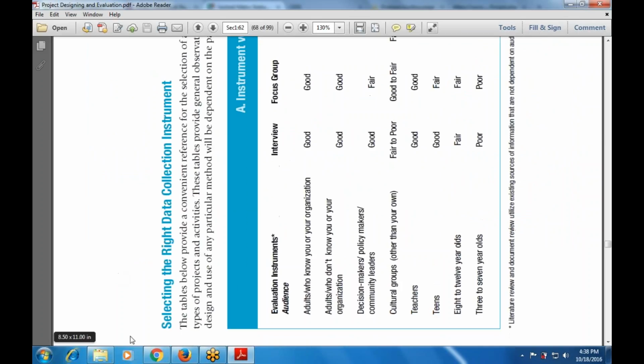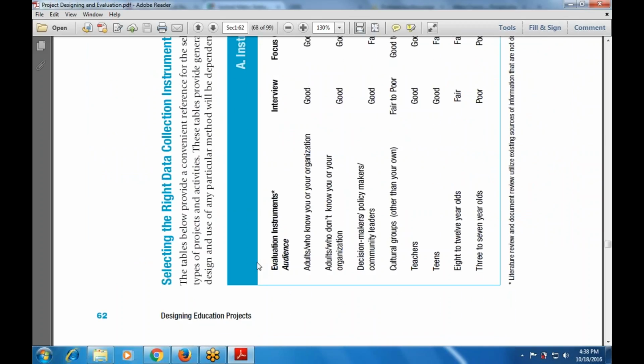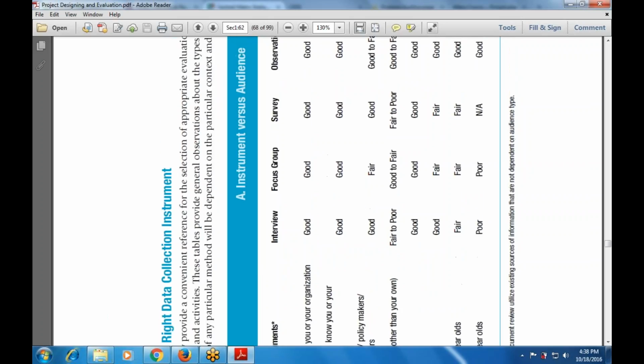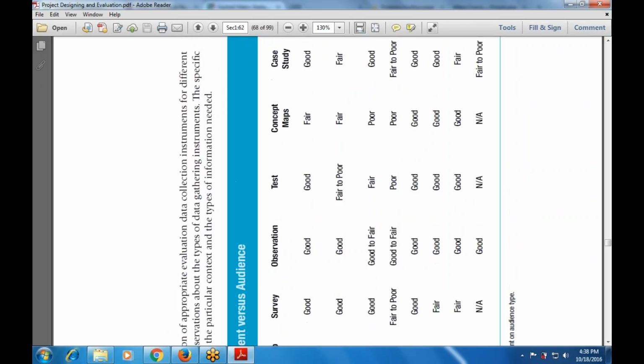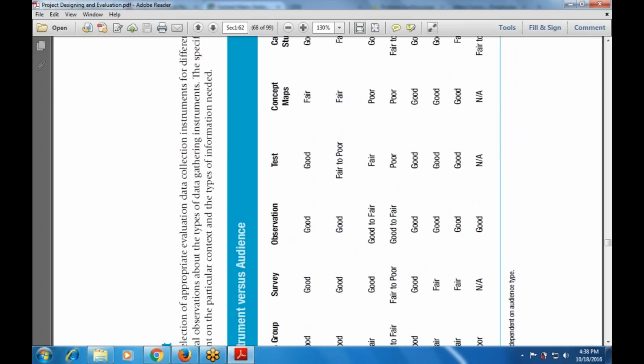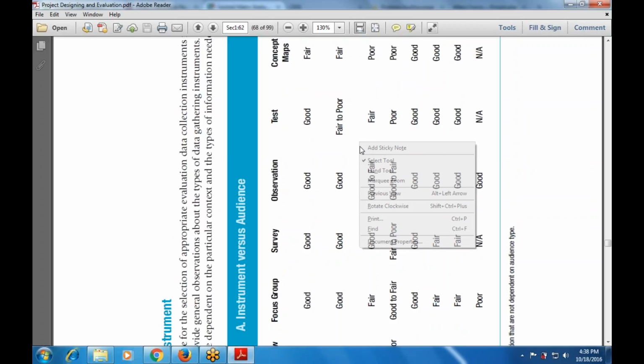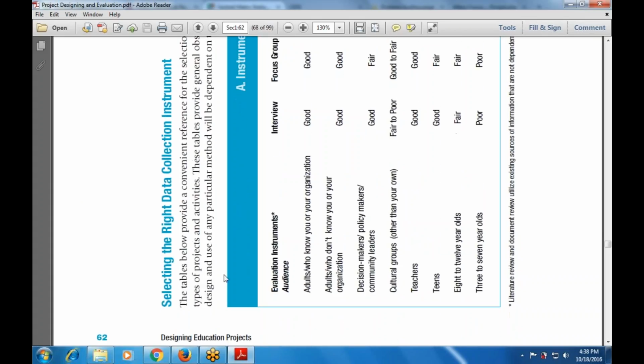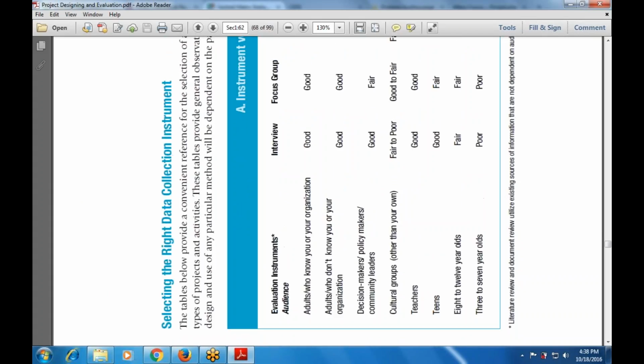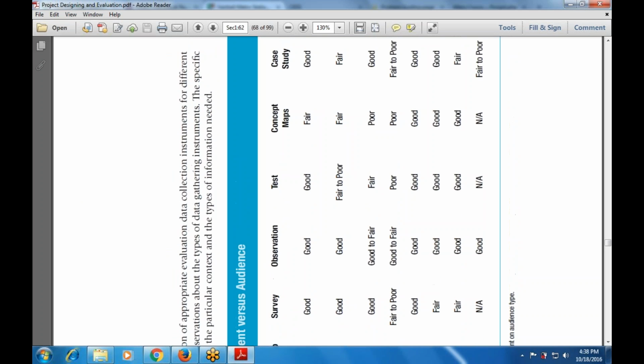Then this is the figure that shows how to select the right data collection instrument, whatever the tool is that is used for the right data collection. The table provides an interface for the selection of the appropriate data for the different purposes, the appropriateness for general types of projects and activities, with the particular design used and the particular types of information needed.